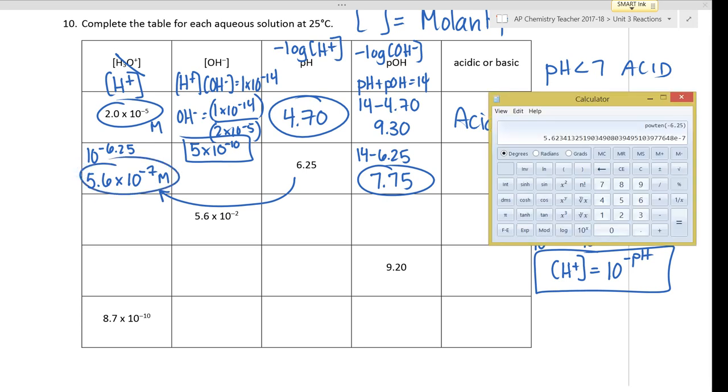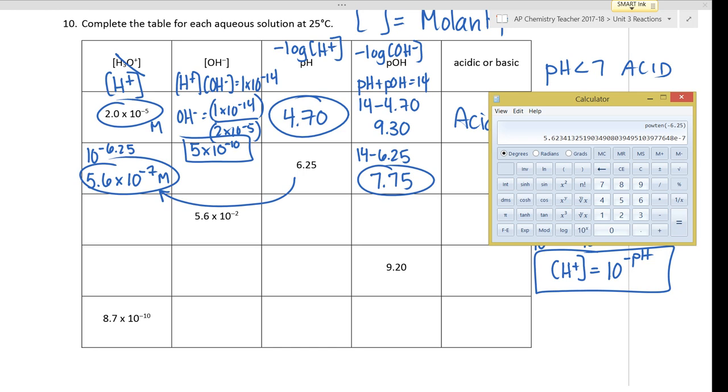Make sure you're careful about reading your calculator. You see how there's the little exponent there at the end? A lot of times people miss that. Like they just look at the first few numbers and they ignore the ending. So it's 5.6 times 10 to the negative 7. So that E represents times 10 to the.